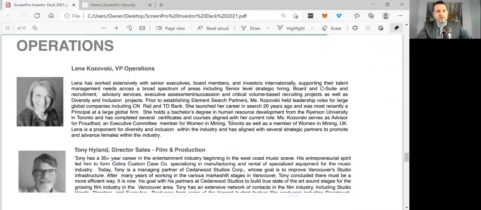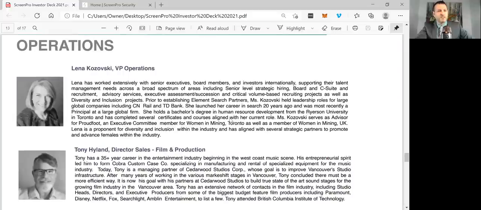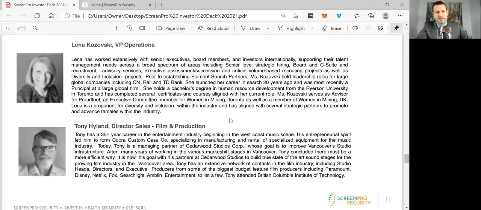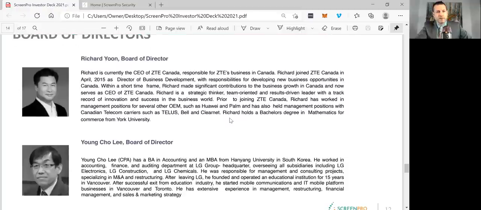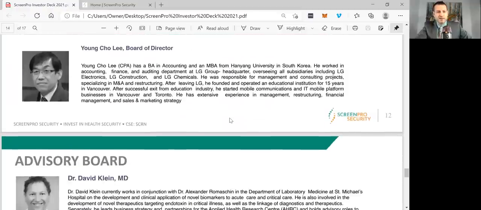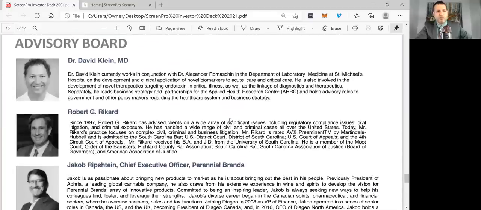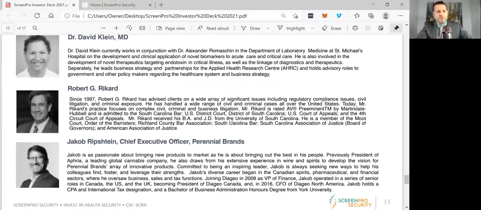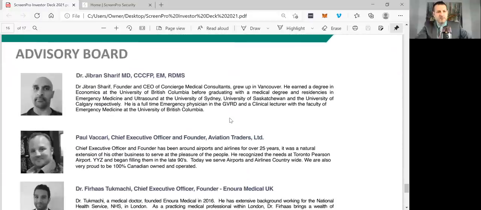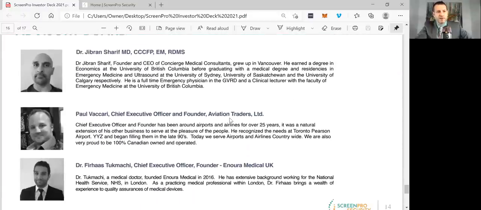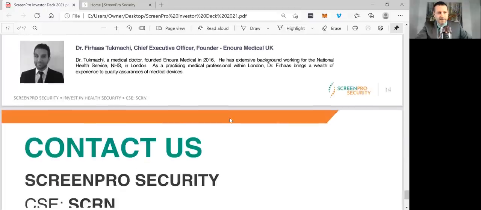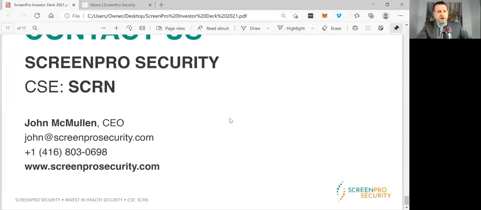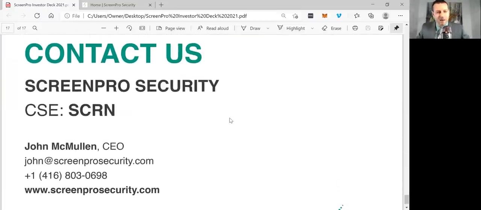You can see their operations, VP of operations, Lena Kozovsky. Tony Highland is the director of sales. And you can see their board of directors led by Richard Yoon, Young Cho Lee, and advisory board, David Klein, Robert Rickard, Jacob Ripstein. And advisory board continues, Jibran Sharif, Paul Vakari, and Dr. Furhas Takmachi. You can contact them at all the information here, and the symbol is SCRN, which will be listed on the Canadian Securities Exchange today.